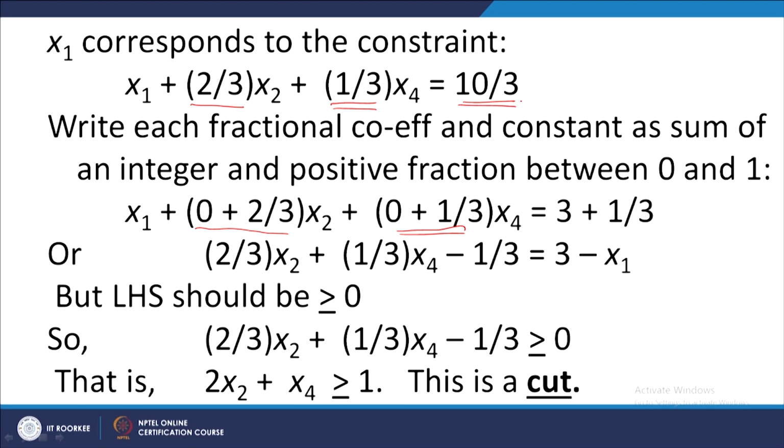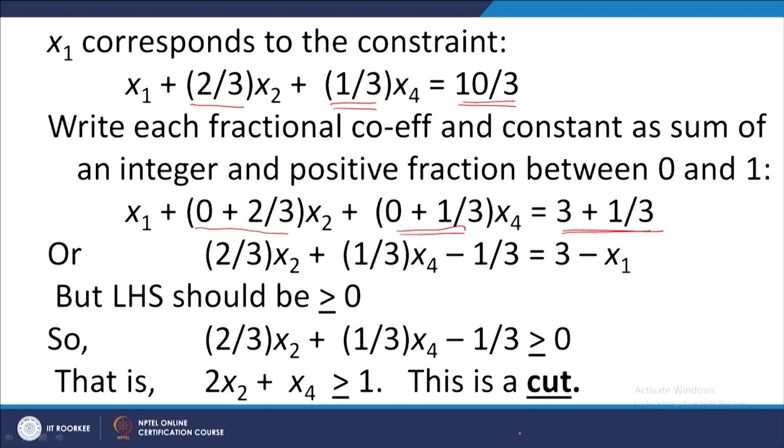10 by 3 is broken into 3 plus 1 by 3. Here 10 by 3 is greater than 1, so you can separate out the integer part, which is 3, and the non-integer part as 1 by 3 separately. Now, once you do this, you can transfer all the integer terms to the right hand side. This x1 goes to the right hand side, and the right hand side becomes 3 minus x1.